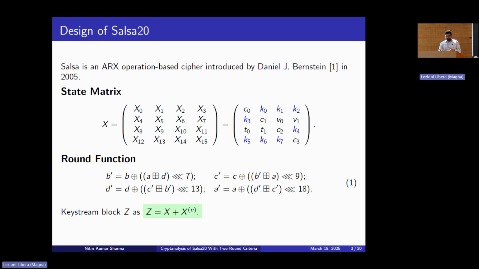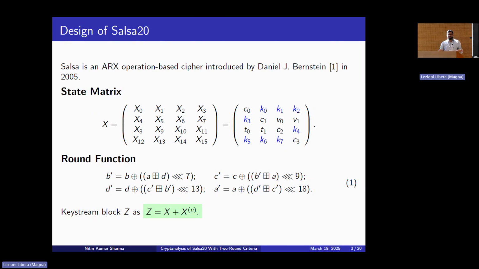We start with the first column, we pick four elements. Let us suppose A, B, C, D are picked, and then they are transformed as B', C', D', and A' as given in equation 1. So this is how the encryption process works. We pick the columns and then we go to rows. Completing the columns makes a column round, then completing all the rows makes a row round. So 10 column rounds and 10 row rounds make SALSA 20. The name comes from the 20 rounds.